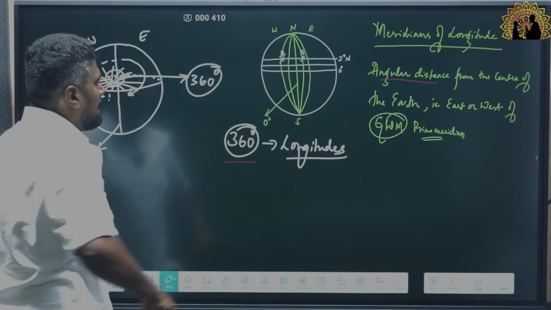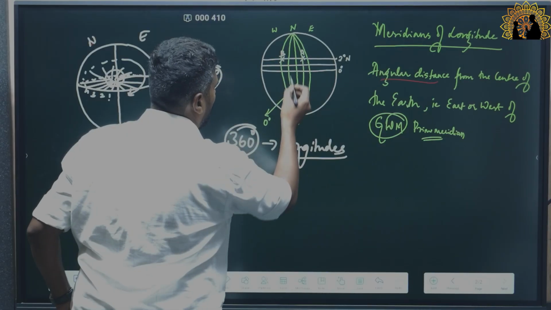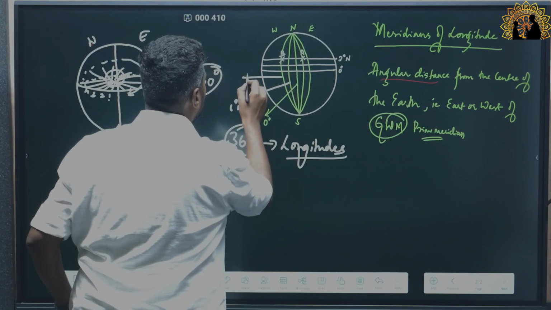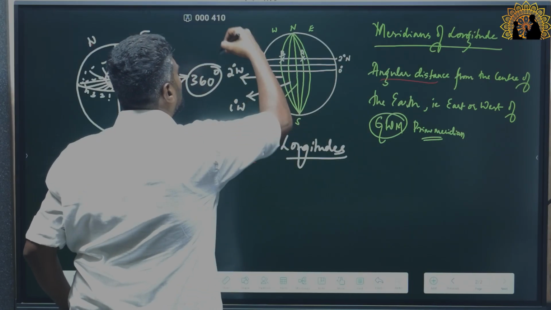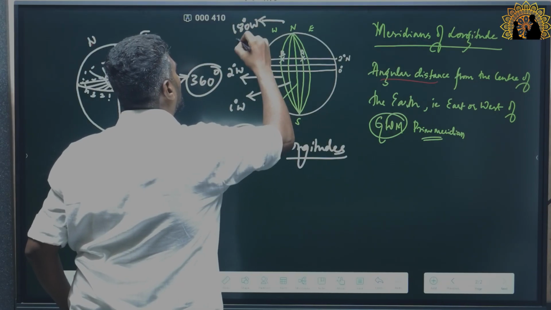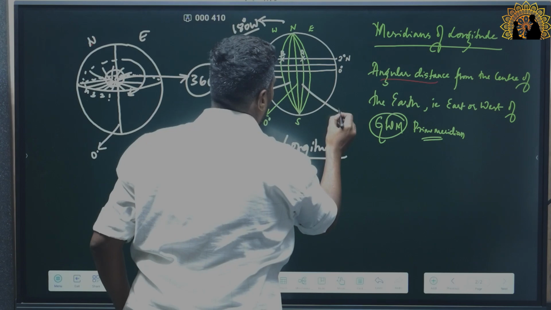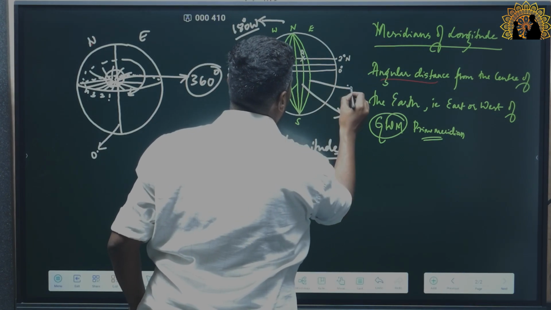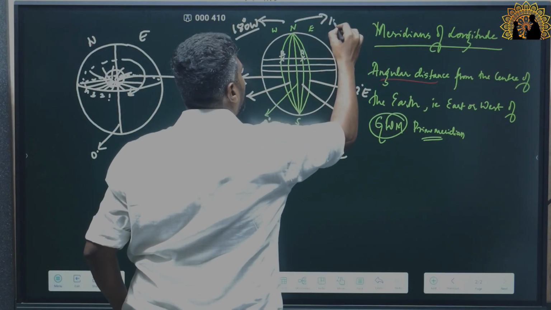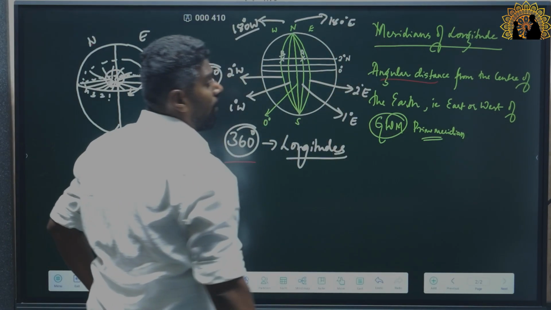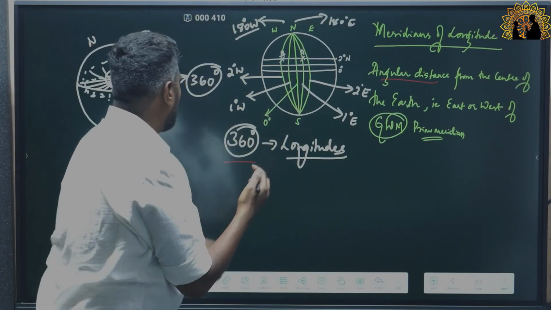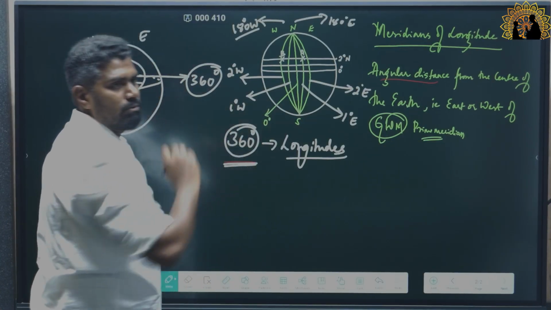So whatever lines are running north to south on the western side, we can call this your 1 degree west longitude, this your 2 degree west longitude, like that it goes, and we will have 180 degree west longitude. Similarly on the eastern side, 1 degree east longitude, 2 degree east longitude. Like this it goes on, and we will have 180 degree east longitude. So the 180 degree east and 180 degree west will be overlapping. So for that we will have only 360 longitudes.